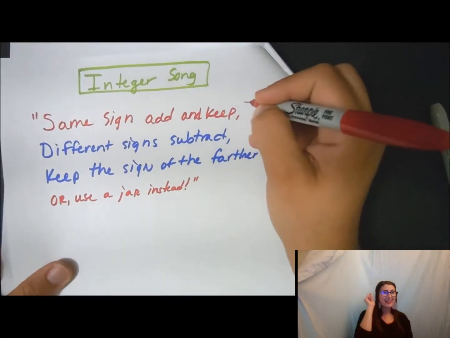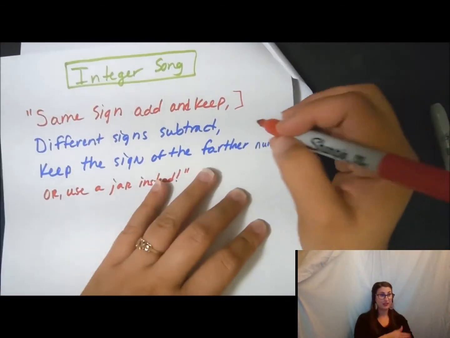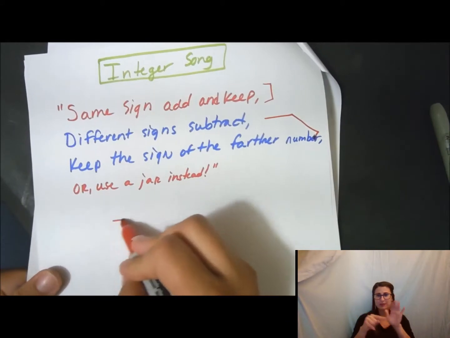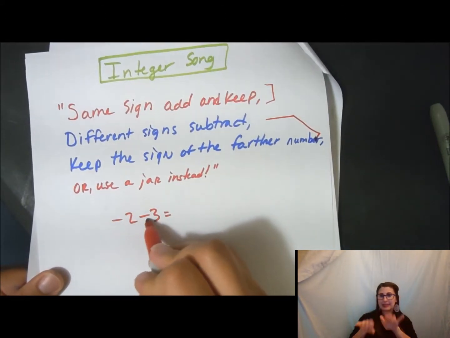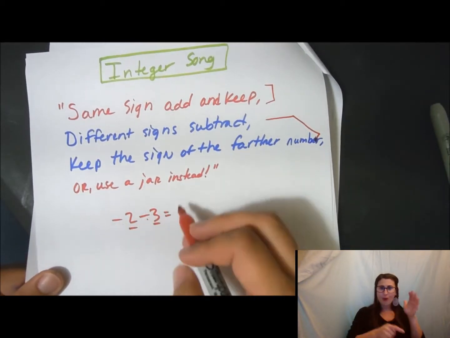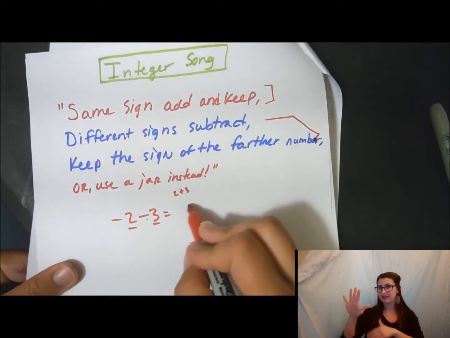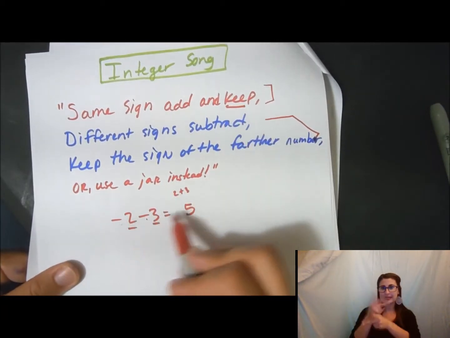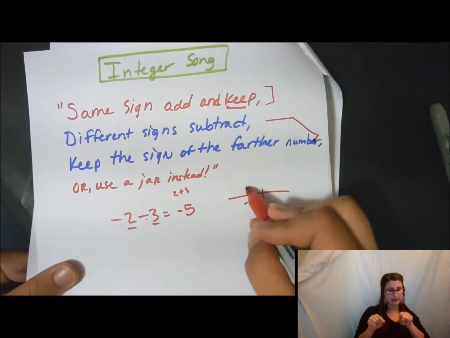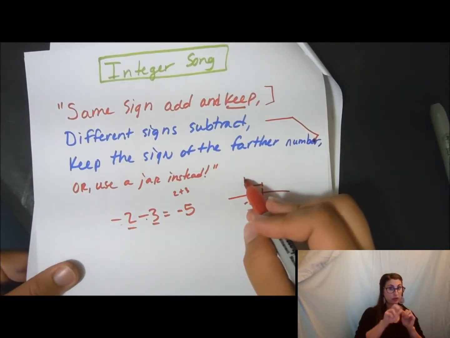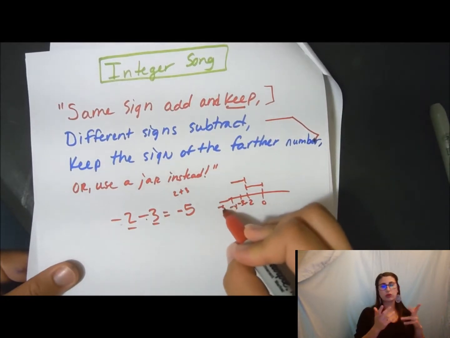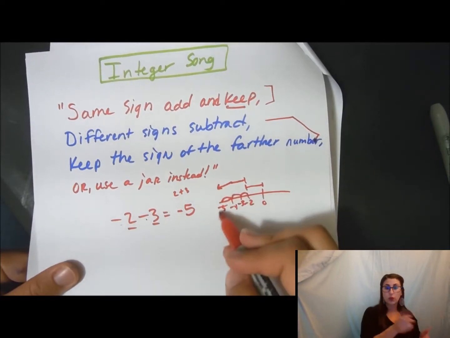Keep in mind this represents one part of the song. These two in blue represent a separate part. So if the signs are the same, like -2 minus 3, same sign, add and keep. So add those two numbers because it's the same sign. They're both negative. So 2 plus 3 is 5. It says and keep, so keep that sign, that's negative. If you think of the number line, you're at -2. From -2, you minus 3 this way. So 3 jumps, you land at -5 right here.